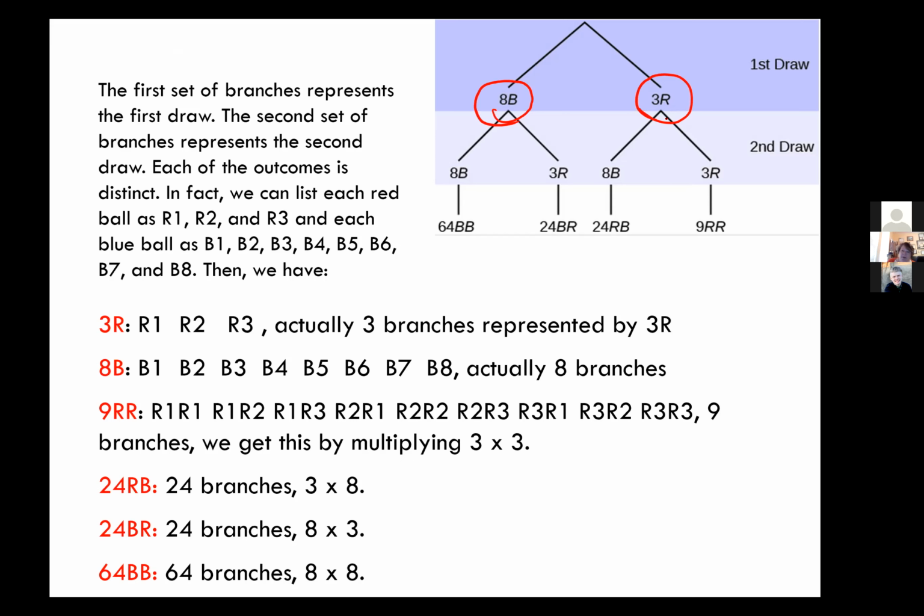So the 9 down here at the bottom represents that you get a red on the first, a red on the second, a red on the first, a red on the third, a red on the first, a red on the fourth, etc., etc. Or that you get a red on the second, that both of them are red.